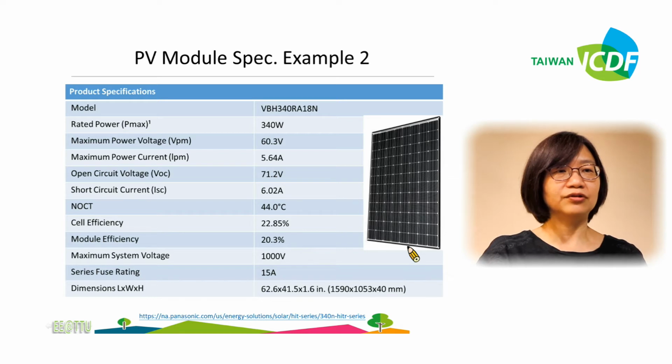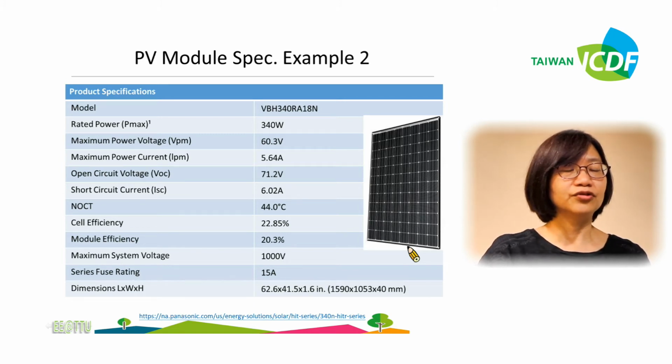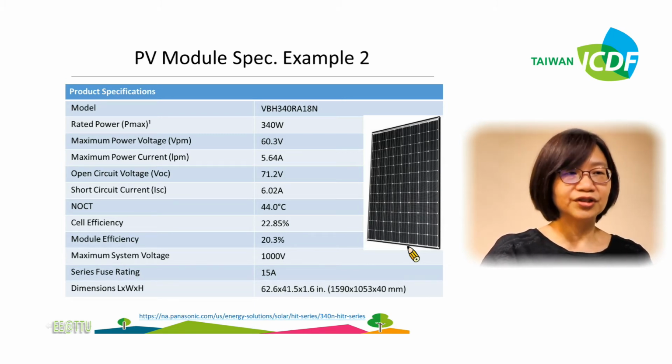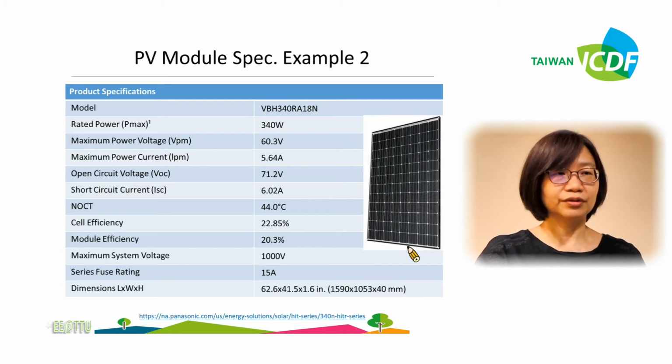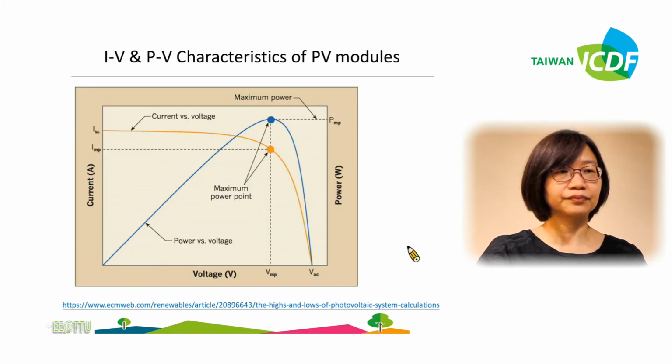The rated power, which is P maximum, is 340 watts. And you can see several numbers, for example, maximum power voltage, maximum power current, open circuit voltage, and short circuit current. So let's take a look at the IV and PV characteristics of the PV module.